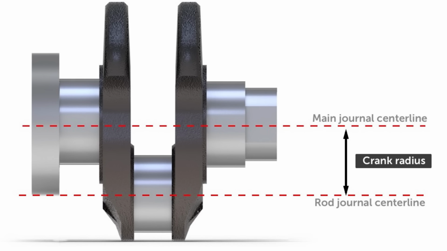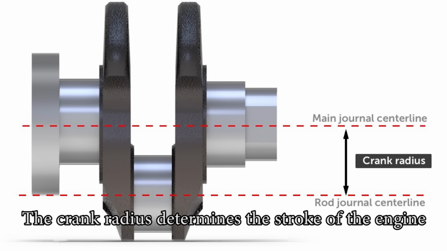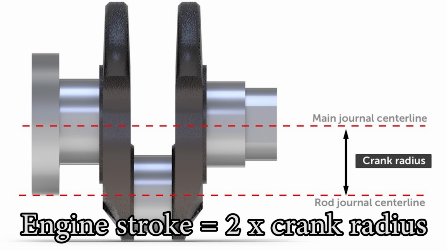Now, the distance between the main journal center line and the center line of the rod journals is called the crank throw, aka crank radius. And this measure determines the stroke of the engine. It determines the up and down distance of travel of the piston. The stroke of an engine is always going to be 2 times the crank throw.